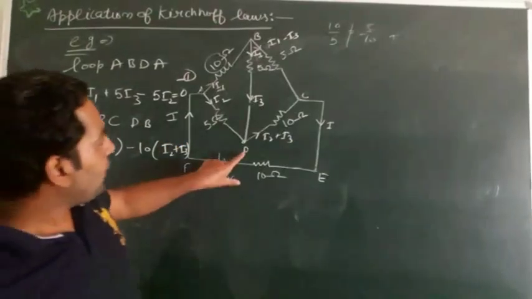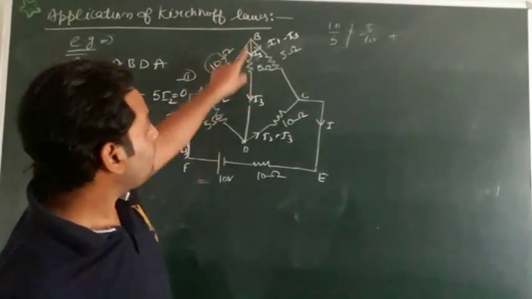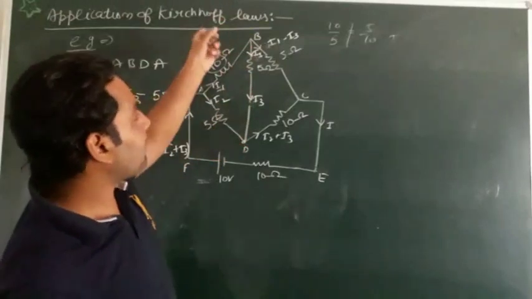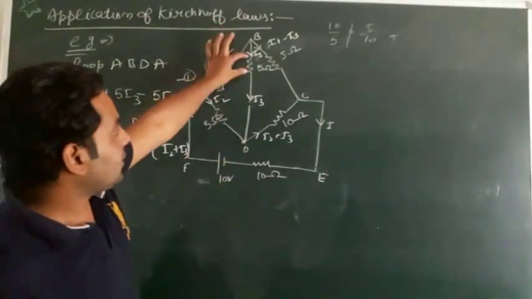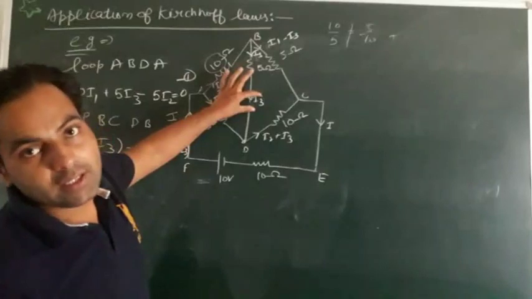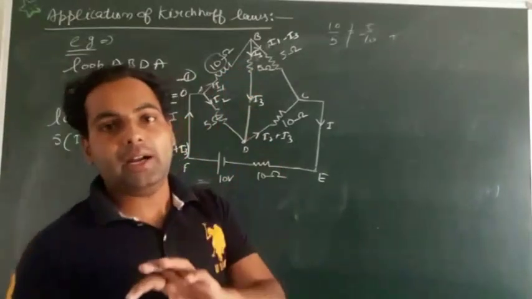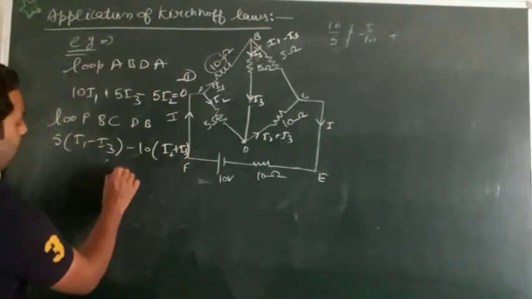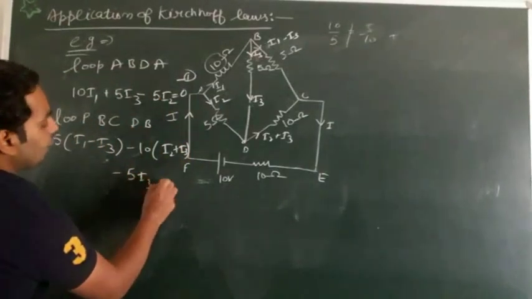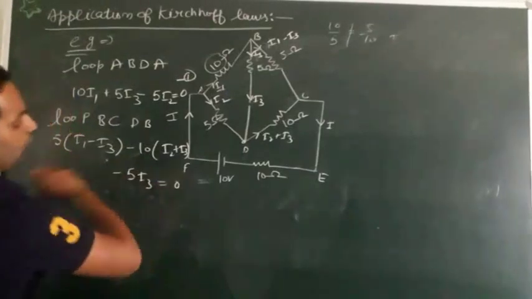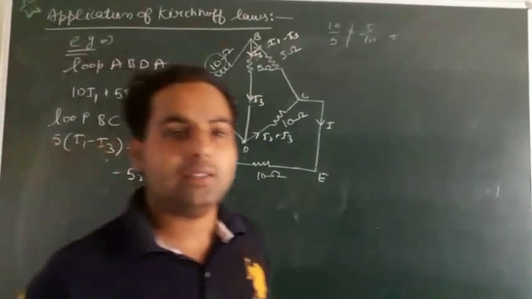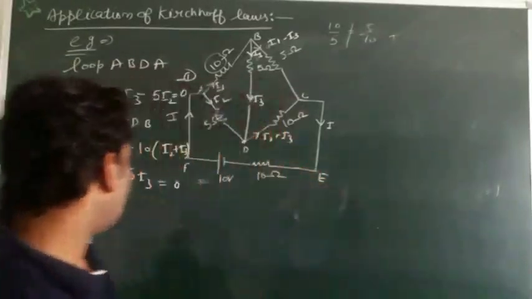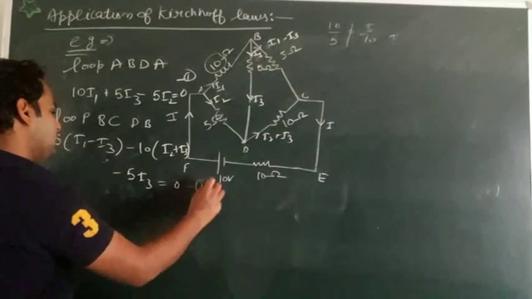Next we move from D to B. In D to B, the current is coming from B to D and we are moving D to B. Again the product of this resistance 5 ohm and I3 is taken as negative because the direction of current and direction of loop are opposite to each other. So here it comes out to be minus 5I3. This equation is equal to 0 because in that loop there is no battery or cell. So this is your equation number 2.